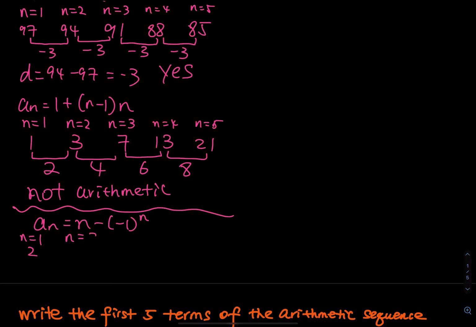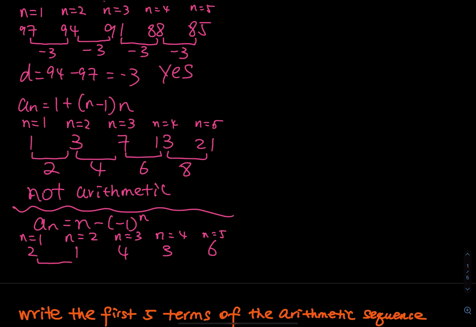When n is equal to 2, we have a 2, wait, hold on, we have a 2. Negative 1 to the second power is 1, so we have a 2 minus 1. When n is equal to 3, we have a 3 plus 1. When n is equal to 4, we have a 4 minus 1. When n is equal to 5, we have a 5 plus 1, which is equal to 6. Negative 1, right? Plus, yes, 5 plus 1.